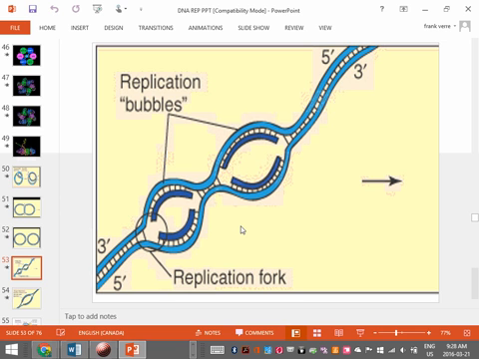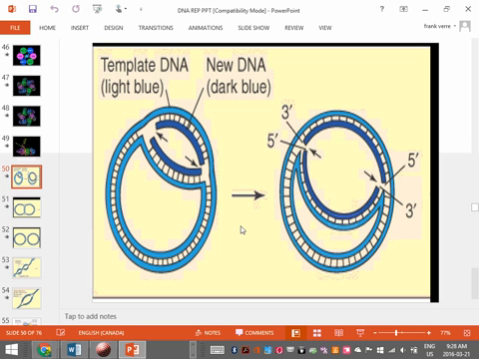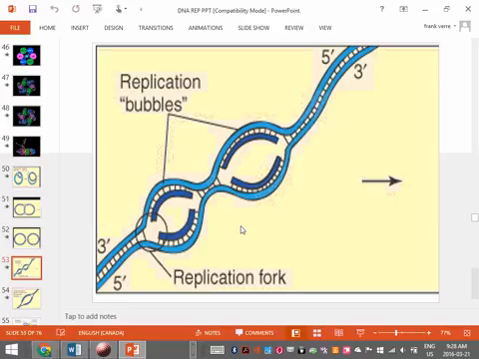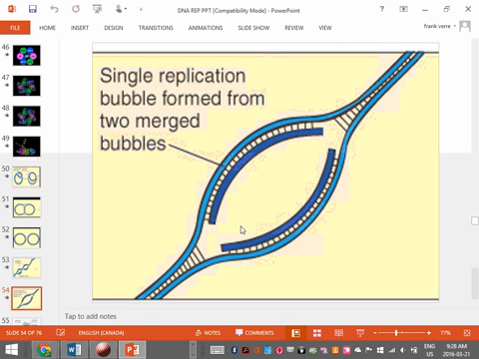Our DNA is a little bit different because it's not a circle. In prokaryotes, the DNA is a circle, but in eukaryotes, pretty much anything that's not bacteria, the DNA is a line. You can stretch it out, and you actually have more than one bubble. So here are two bubbles. Eventually, two bubbles will merge together, but the idea is still the same. You take the DNA, you unzip it, and you use complementary base pairing to build a new DNA molecule.